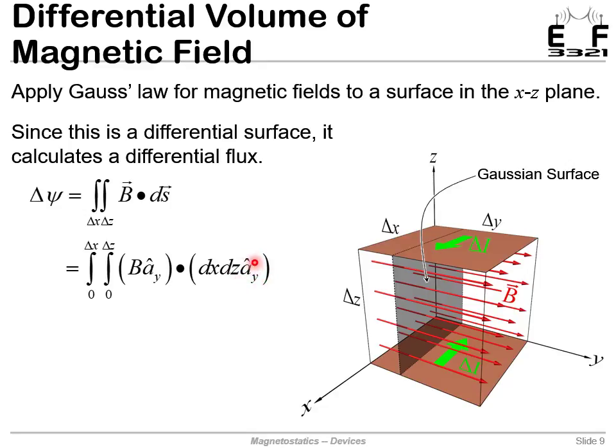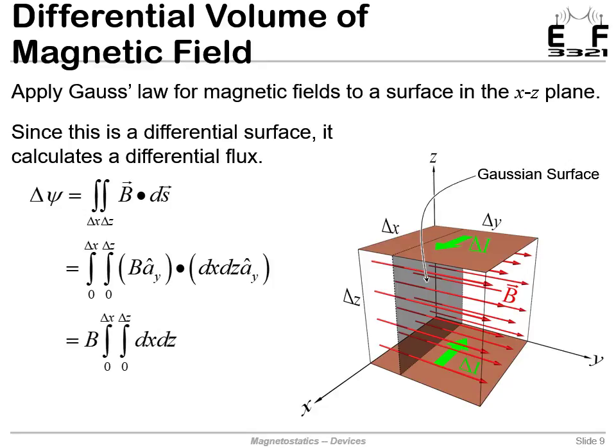We needed it to be in the y direction because we're doing a dot product, and if it weren't, the term would have disappeared. Our integrations go from 0 to delta x and 0 to delta z, just as we're showing here. That covers that whole surface.